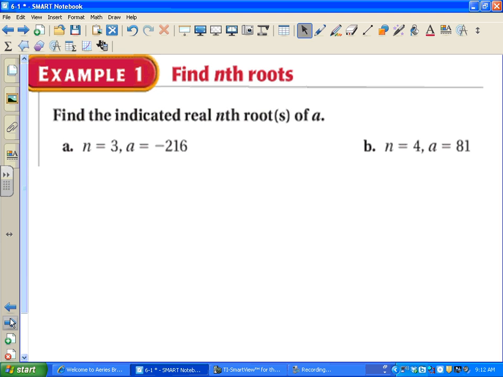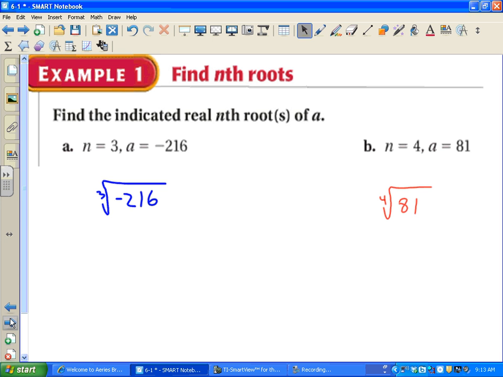All right. Question, find the indicated real nth roots of a. The n is the rooter, the a is what's on the inside of what I call the radical. So the way that we'll write this is the cube root of negative 216. Okay? The cube root of negative 216. For letter B, I'll come back and work that in a sec. For letter B, it's actually saying the fourth root of 81. All right? So we're going to have to work each of these.